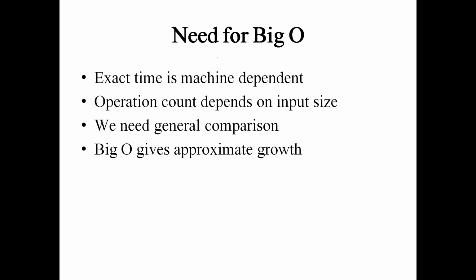The same program may run faster on one computer and slower on another computer. So measuring only execution time is not reliable. That is why we express algorithm efficiency using input size n. If the number of operations is written as a function of n, then Big O helps us identify the most important part of that function.